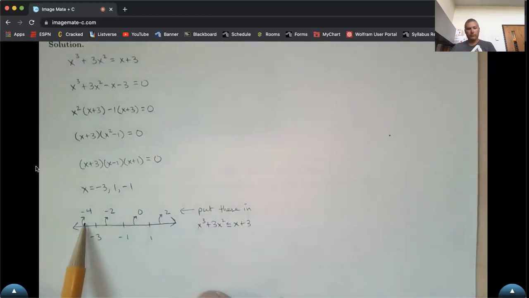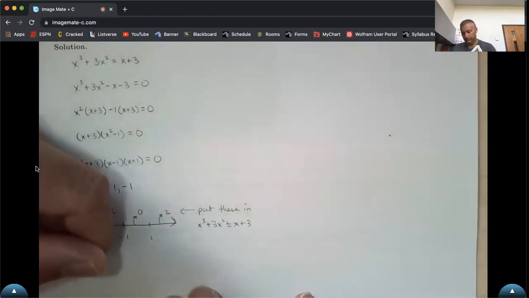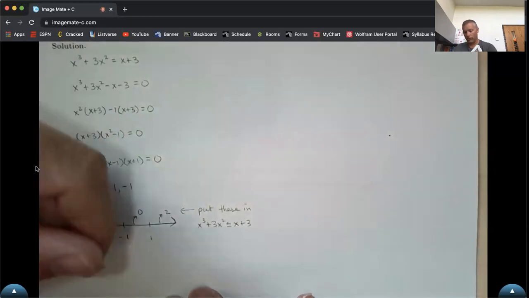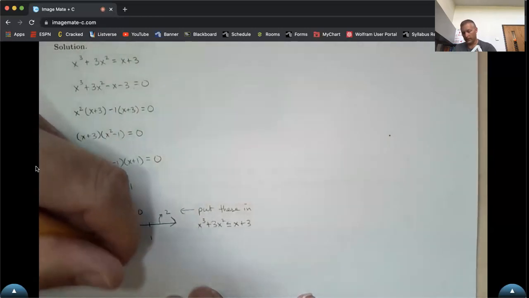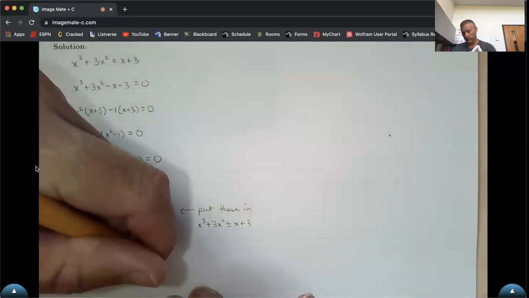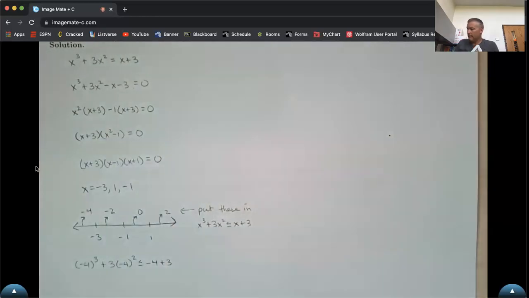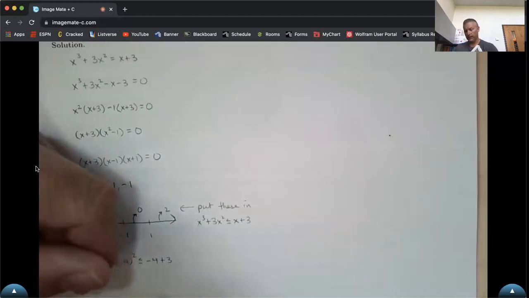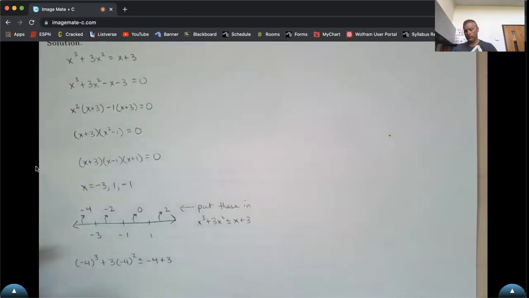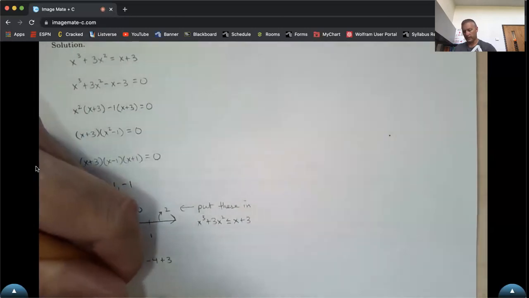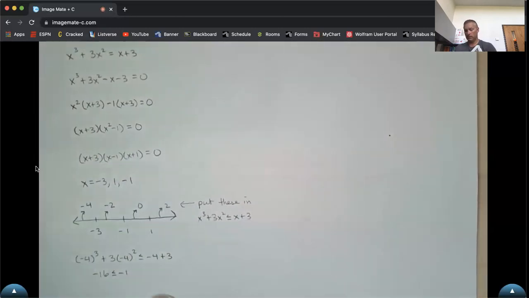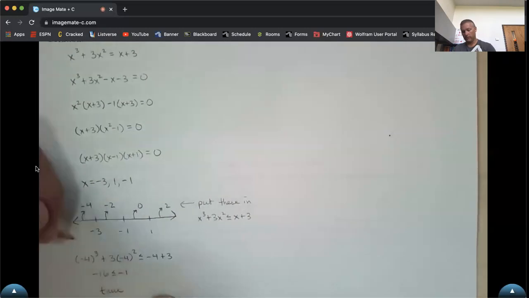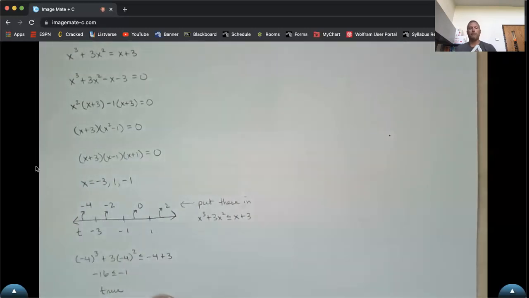So let's put in -4. So that's -4 cubed plus 3 times -4 squared less than or equal to -4 plus 3. So this would say that what, -64 plus 48, so -16 less than or equal to -1. And that is a true statement. So I'll put a little t here.